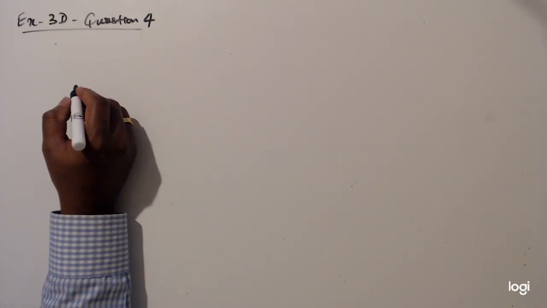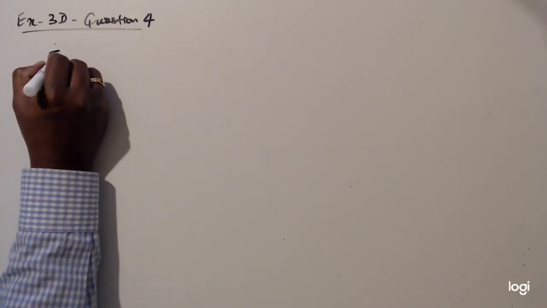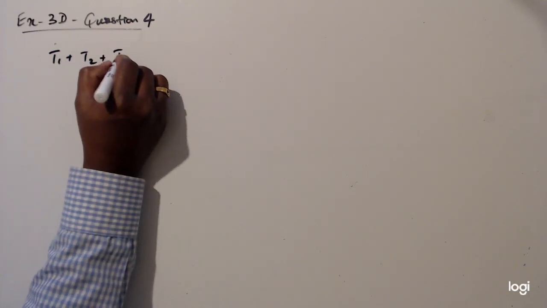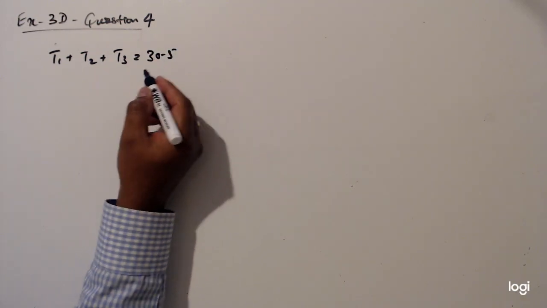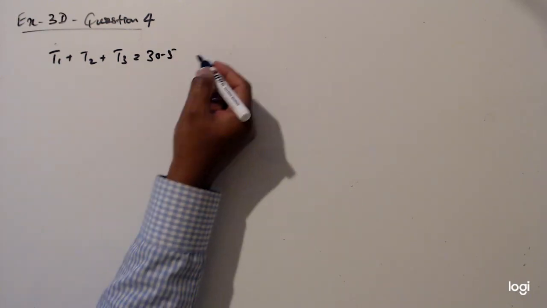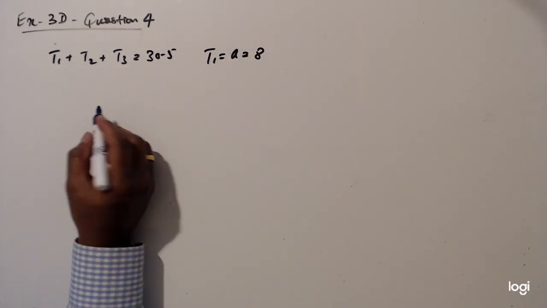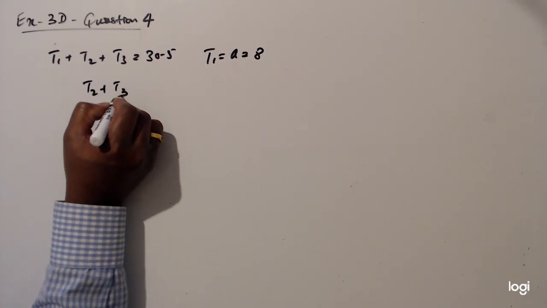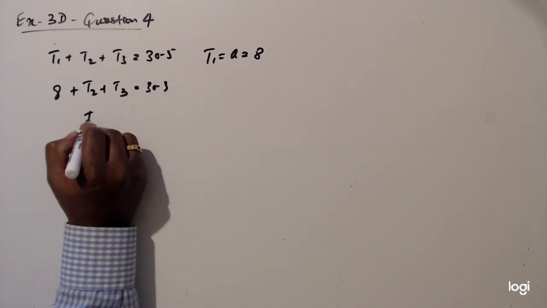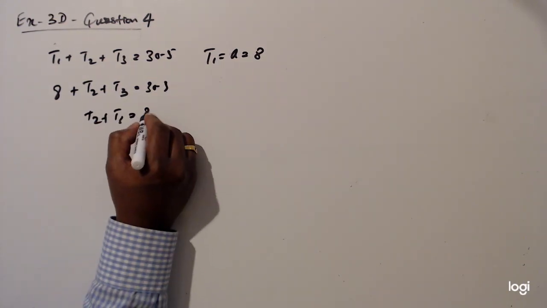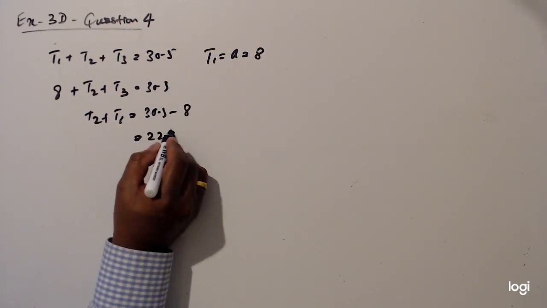Question number 4. The sum of first 3 terms of a geometric series is 30.5. First term plus second term plus third term is 30.5, and first term is 8. So T1, or A as we usually refer, is 8. So then T2 plus T3 equals 30.5 minus 8, that is 22.5.